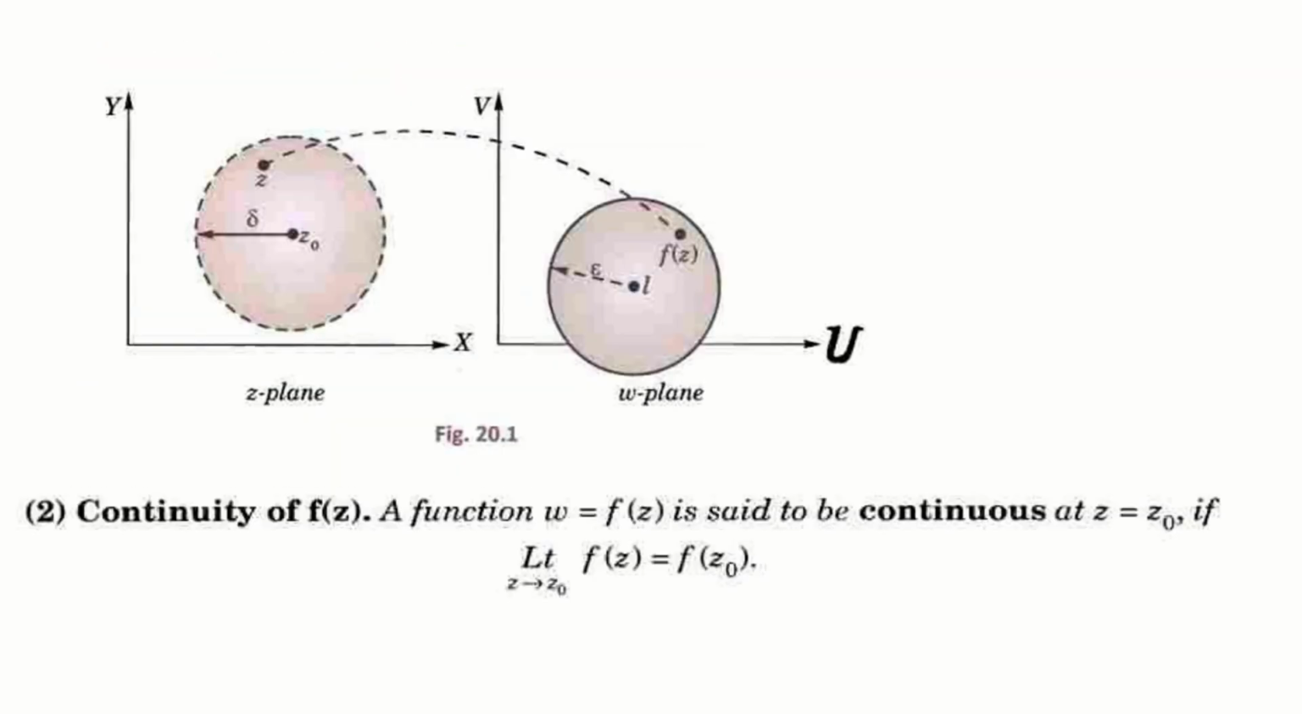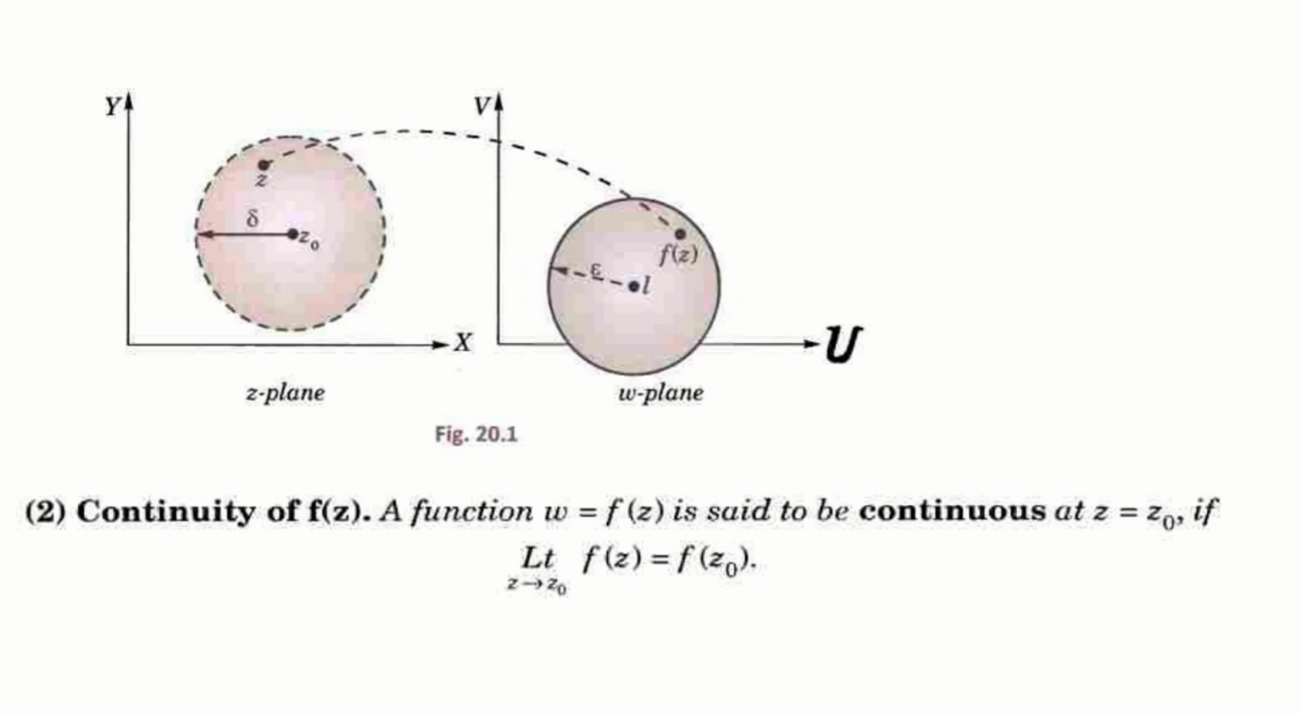And as you can see in this slide, we have figure 20.1, and it still says the same thing which we discussed in the previous slide. See, the delta in the slide, as you can see in the figure, is actually a very small positive number, and the z is any point which we would be selecting.